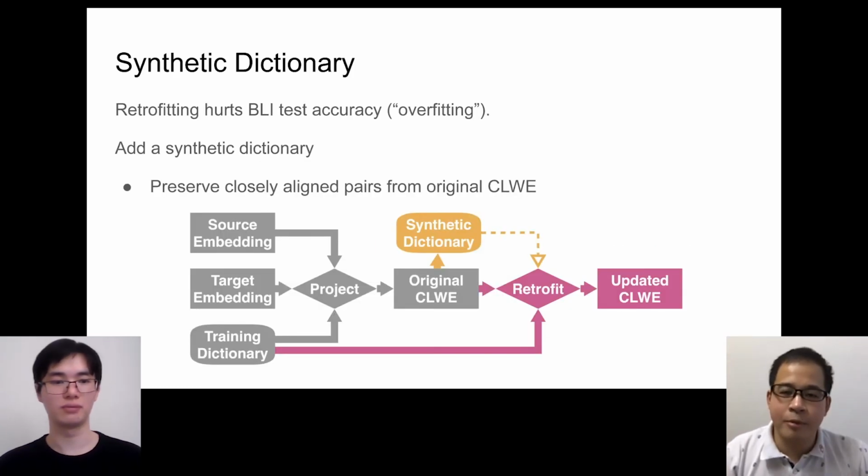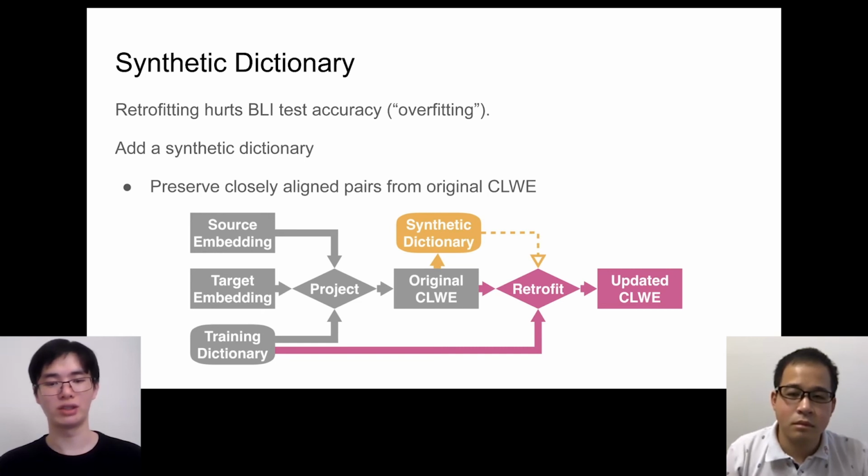There is one problem though. Now you've broken BLI test accuracy. Why would that happen? While retrofitting pulls training pairs closer, it may also separate translation pairs outside the training dictionary, so test BLI accuracy might drop. In contrast, projection-based cross-lingual word embeddings underfit the training dictionary, but they can generalize to unseen words. Can we have the best of both worlds?